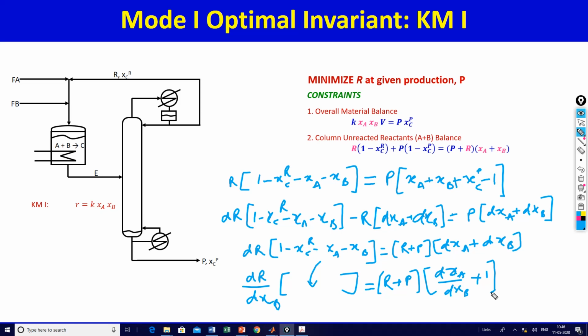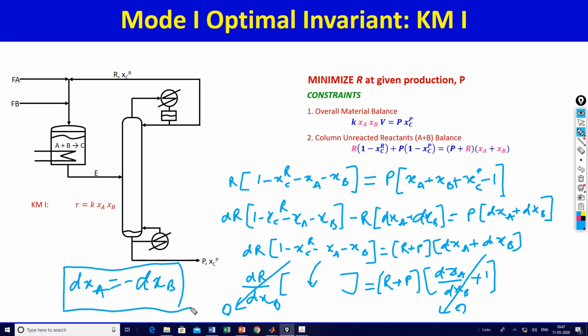And at optimum, because R is being minimized, dR by dXB must go to 0. If this has to go to 0, the only way that can happen is if dXA by dXB plus 1 is equal to 0. What that means is this term must be 0 for this to hold, and therefore dXA must be equal to minus dXB. This comes from optimality.